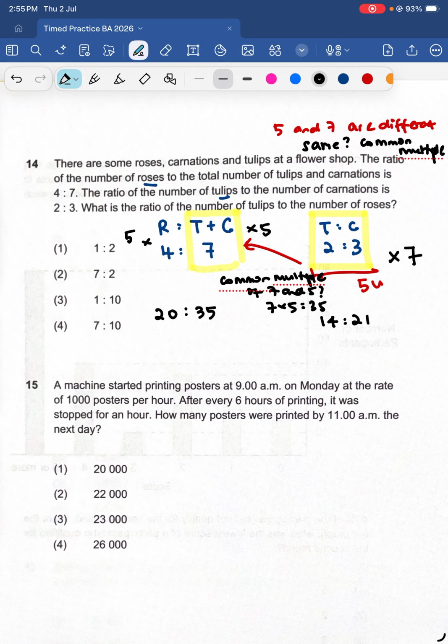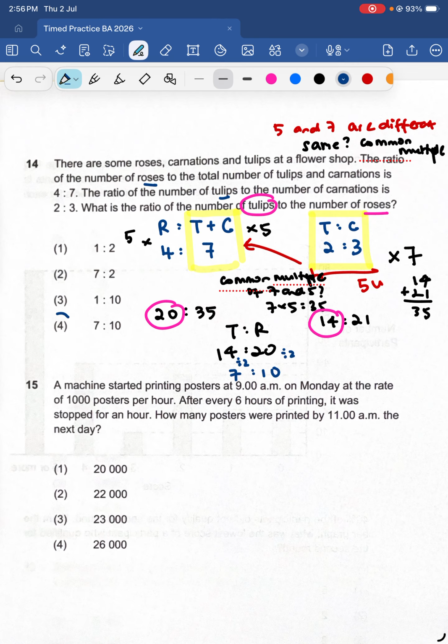I check, is 21 plus 14 35? Yes, it does. So now they ask you, find the ratio of the tulips to the roses. They want tulips first to the roses. And don't be scared because the ratio is not in the simplest form yet. So if I divide by 2, I will get 7:10. Option 4.